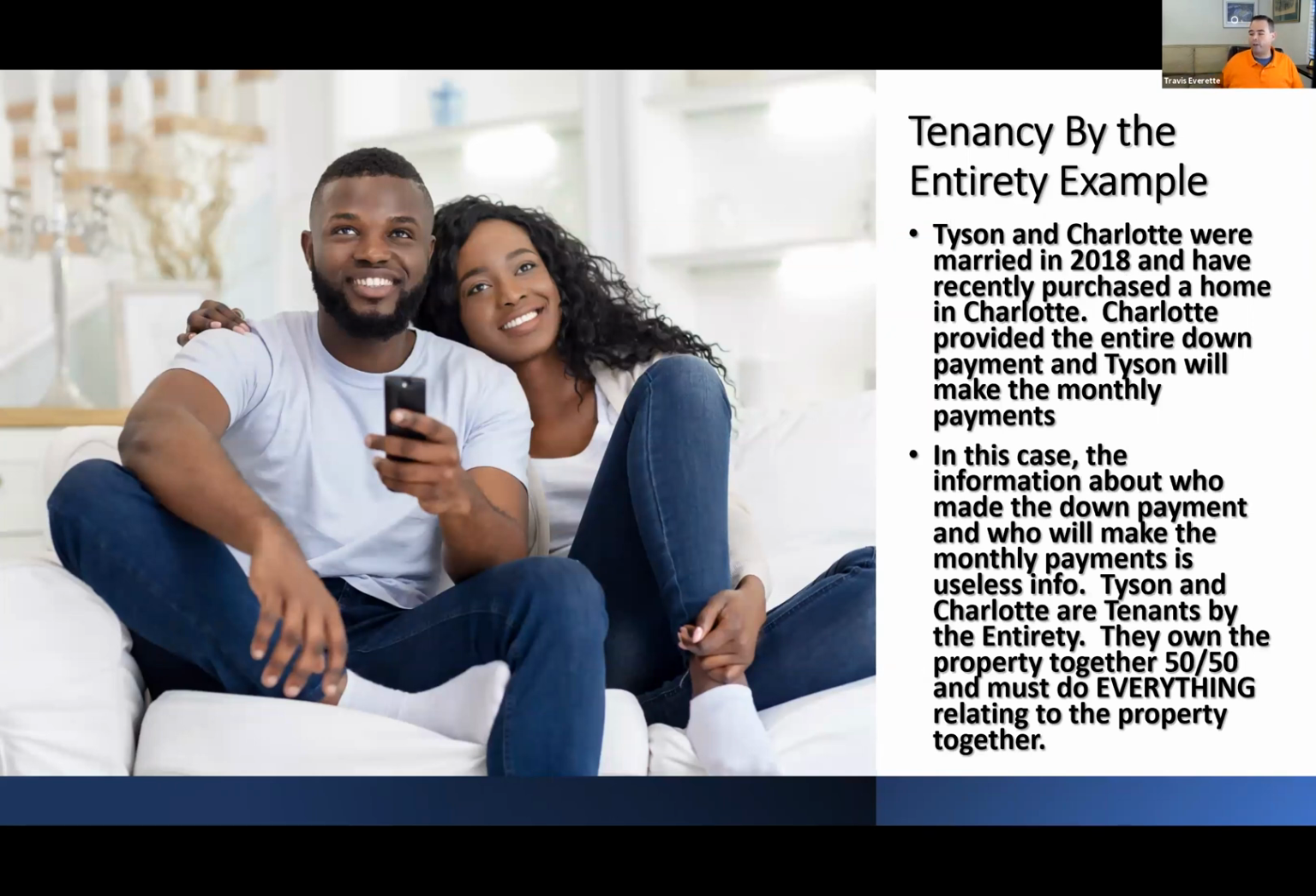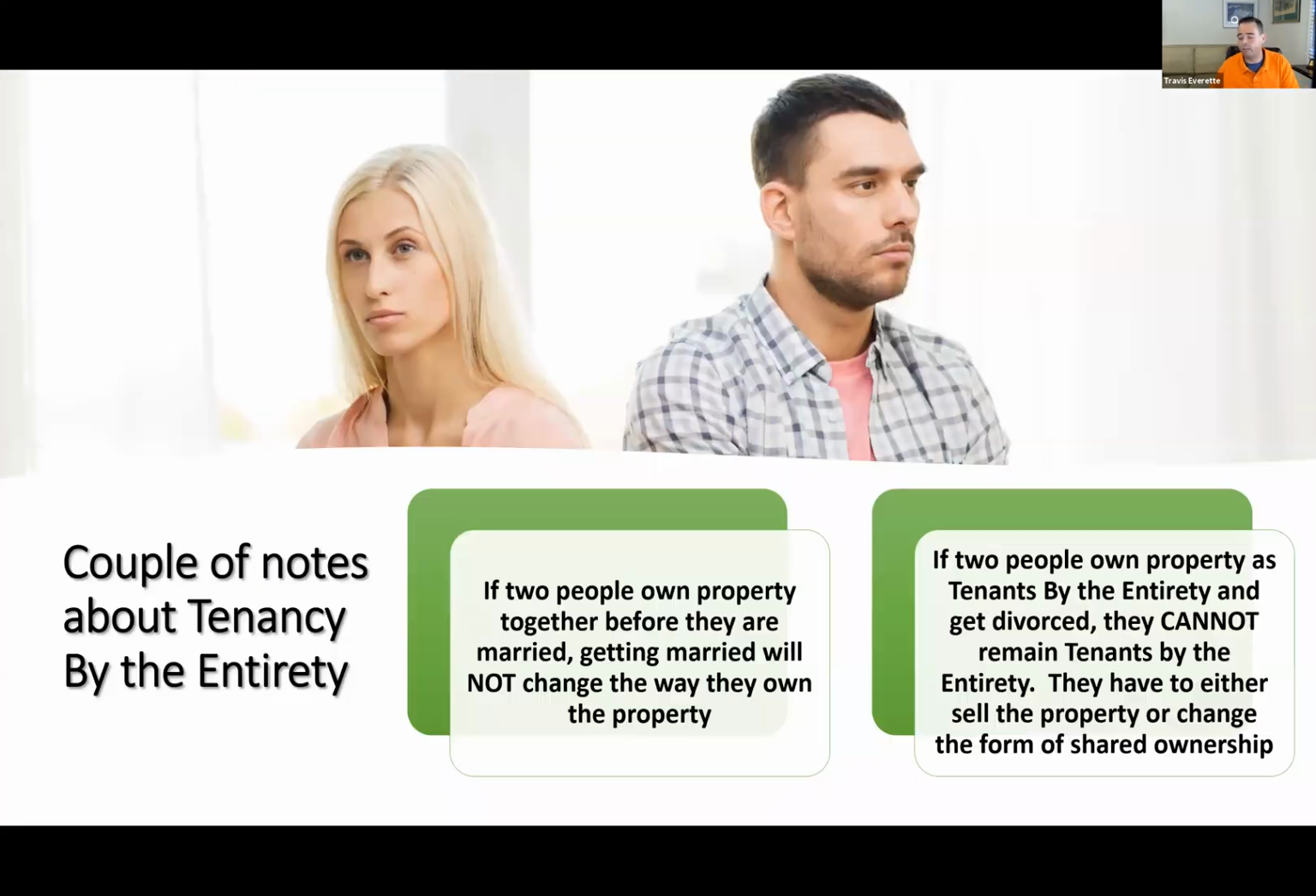So look at this example right here. It says Tyson and Charlotte were married in 2018 and have recently purchased a home in Charlotte. Charlotte provided the entire down payment and Tyson will make the monthly payments. In this case, the information about who made the down payment and who will make the monthly payments is useless. Tyson and Charlotte are tenants by the entirety, and we know that because they were already what when they purchased? Married, right? So they're tenants by the entirety. That means they each own the property together 50-50, and they must do everything relating to the property together, which brings us to a very important point.